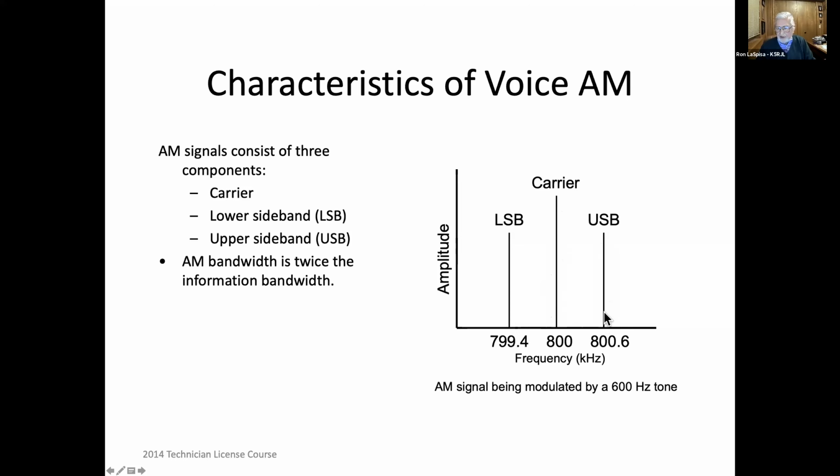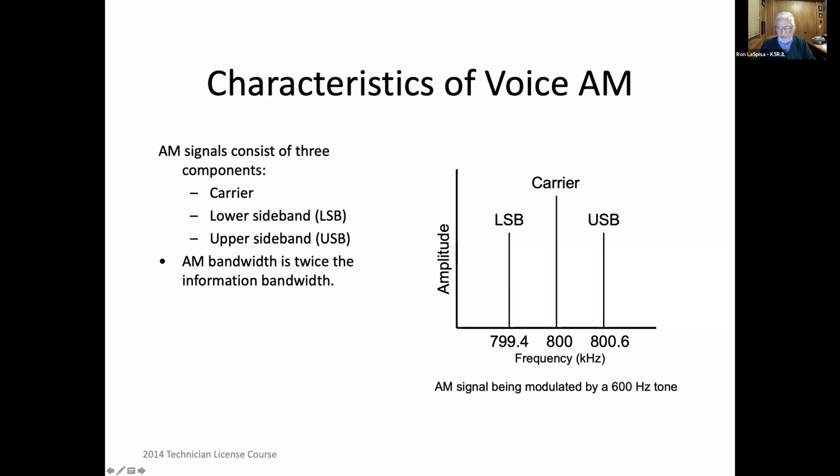The actual tone that the lady is singing is represented by a frequency content right here and another frequency content right here. This is called the upper sideband, and this is called the lower sideband, because this is a higher frequency than the carrier, and this is a lower frequency than the carrier. If we have a 600 hertz tone, that's what she's singing, then our upper sideband will be at 800 kilohertz plus 600 hertz. That makes that frequency 800.6 kilohertz.